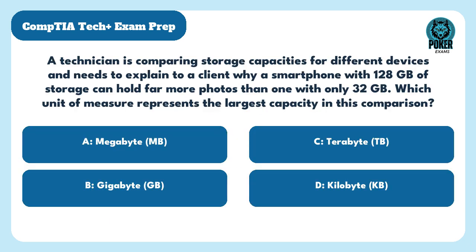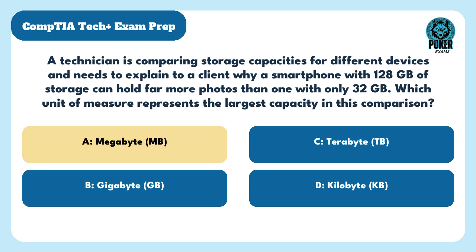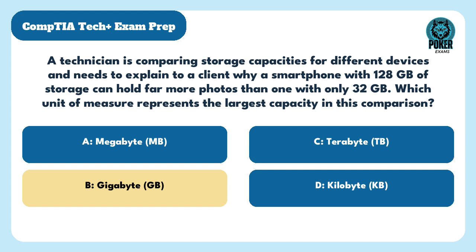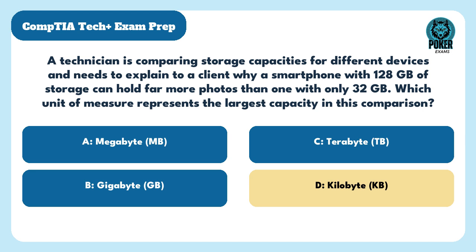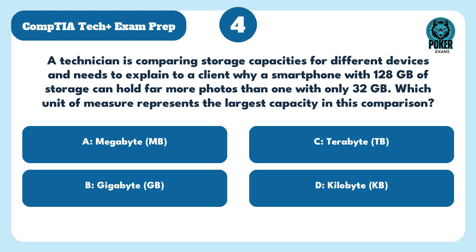Question 3. A technician is comparing storage capacities for different devices and needs to explain to a client why a smartphone with 128 gigabytes of storage can hold far more photos than one with only 32 gigabytes. Which unit of measure represents the largest capacity in this comparison? Is it Option A, megabyte, MB? Option B, gigabyte, GB? Option C, terabyte, TB? Option D, kilobyte, KB? The correct answer is C.